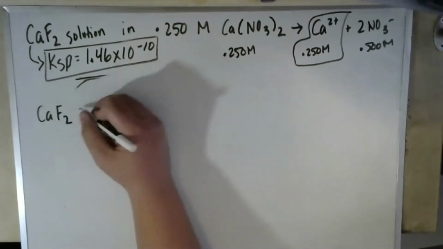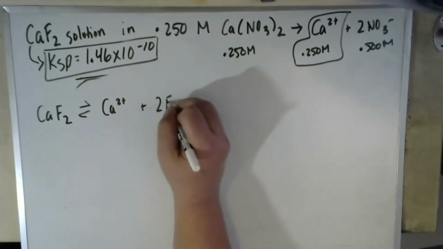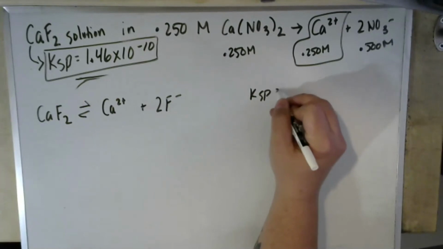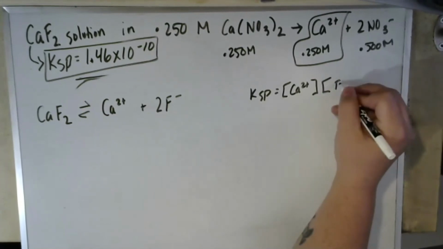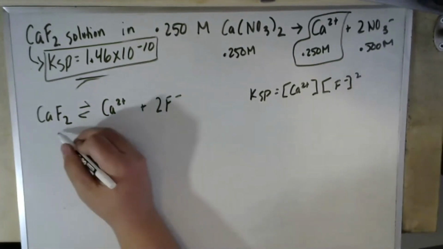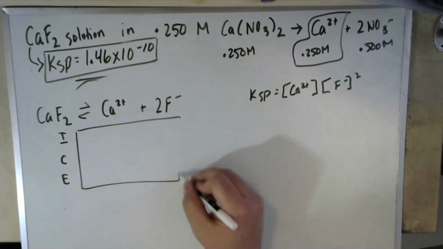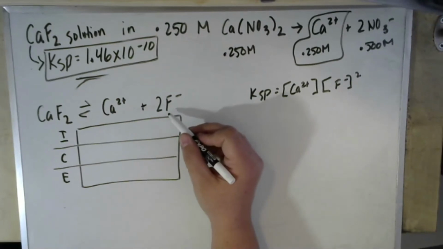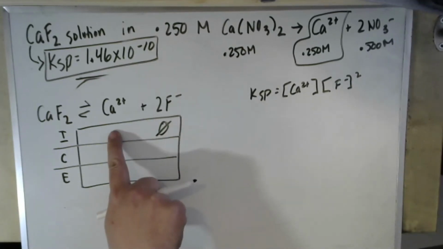So I'm going to write out my separation there. Let's write out our KSP expression. Okay, and now for our ice table. Now we have something different for our initial row. We don't have any additional source for our fluoride ions, so our initial amount of fluoride is 0, but we do have an additional source of our calcium ion this time.